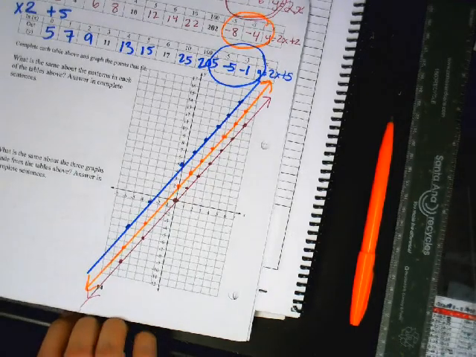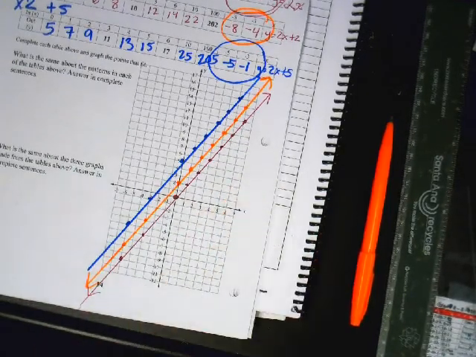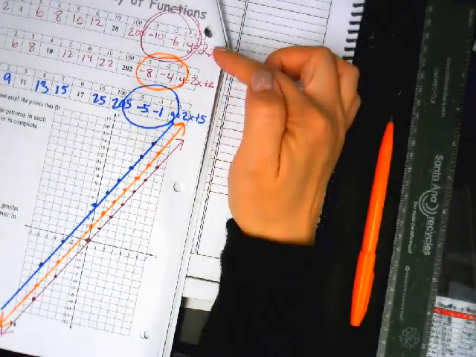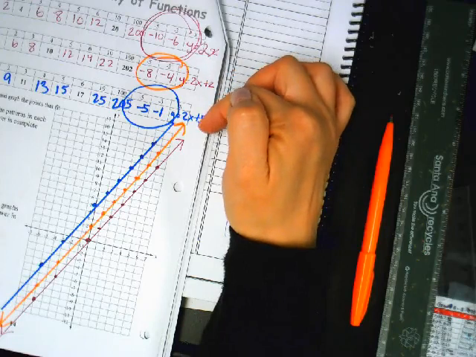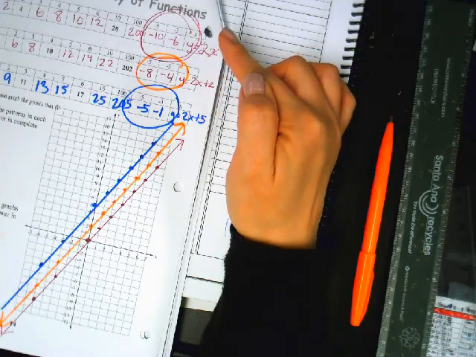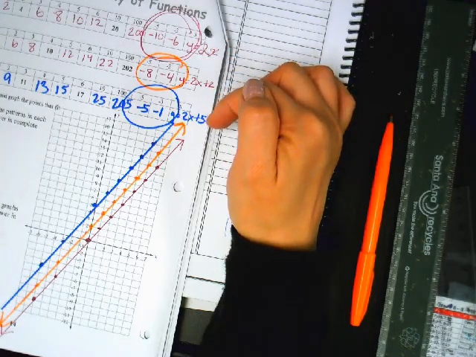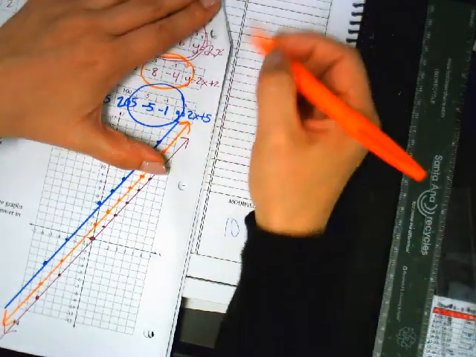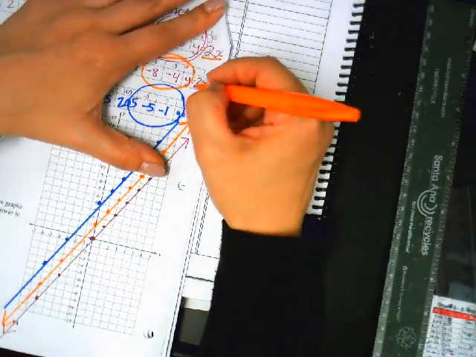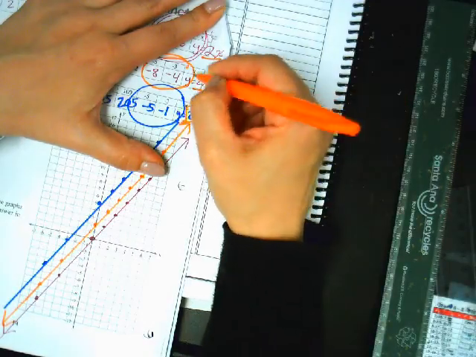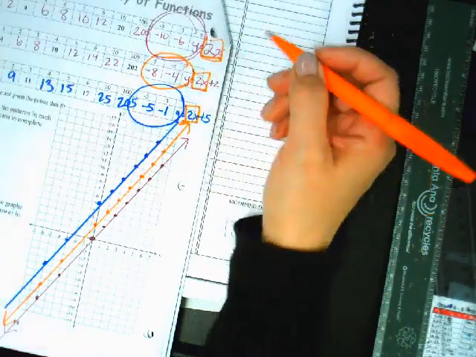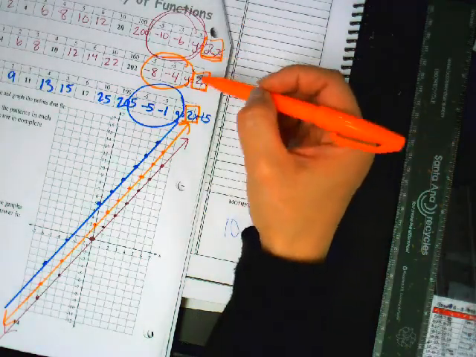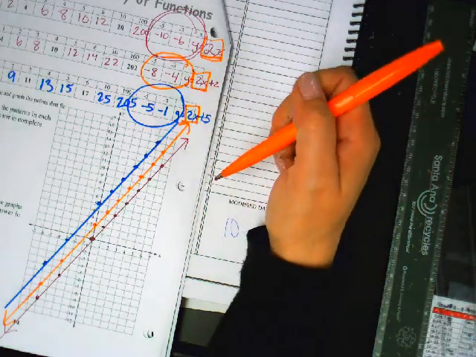So, take a wild guess. Look at the 3 equations. What part of the equation makes them parallel? Do you guys see how they're all 2x, 2x, 2x? When you have the same rate of change, the same 2x, 2x, 2x, then you're going to have parallel lines.